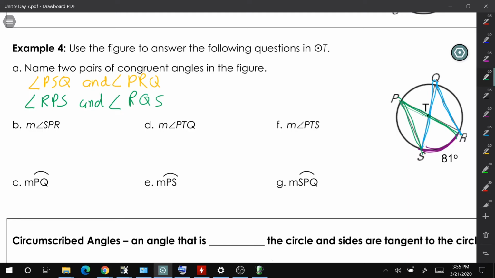Now let's look at some of these other problems here. We want to find the measure of angle SPR. Okay, well, the arc measure is 81 degrees, and we're trying to go backwards here, so it will be half of 81 degrees, or 40.5 degrees.